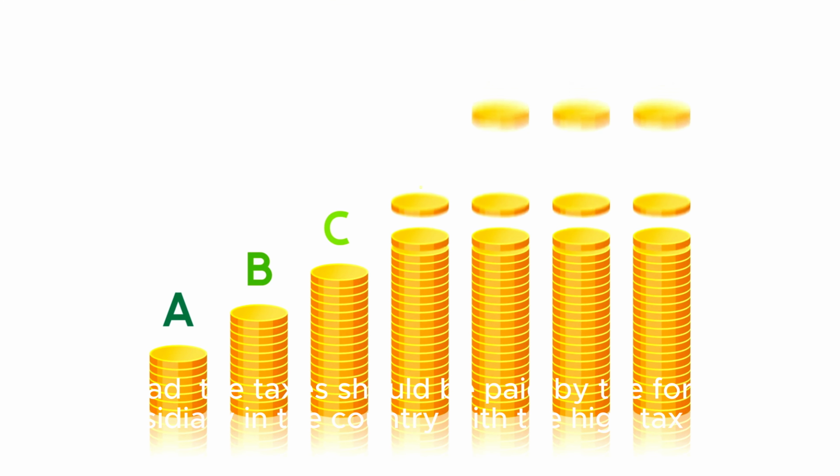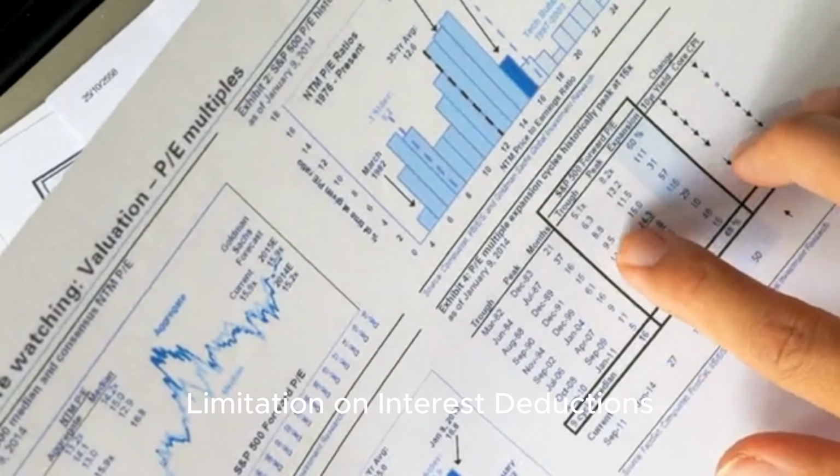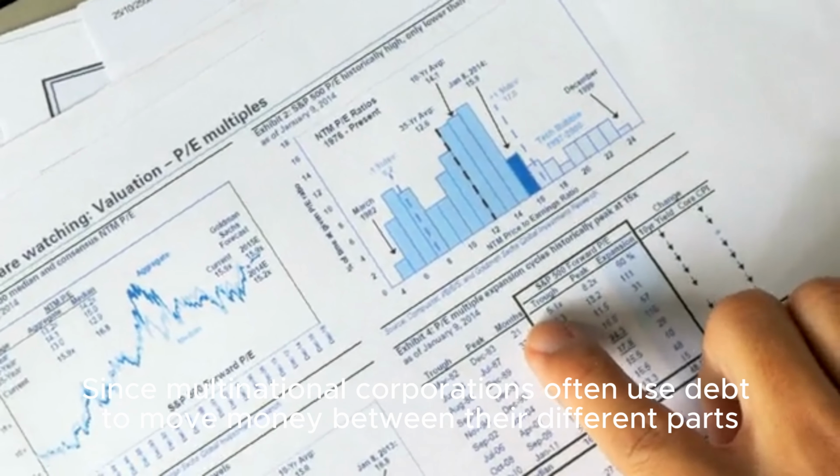Instead, the taxes should be paid by the foreign subsidiary in the country with the high tax rate. Seventh, limitation on interest deductions.